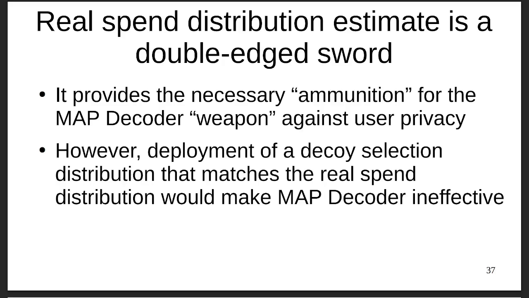The real spend distribution estimate is a double-edged sword. It provides the necessary ammunition for the MAP decoder weapon against user privacy. However, deployment of a decoy selection distribution that matches the real spend distribution would make MAP decoder ineffective. Returning to our analogy, a deployment would place the decoy crowd in the locations that best camouflage the real spends. The ratios of the real spend distribution to the decoy distribution would all be the same, since you are dividing something by a copy of itself. Therefore, the MAP decoder attack would only be as good as completely random guessing.